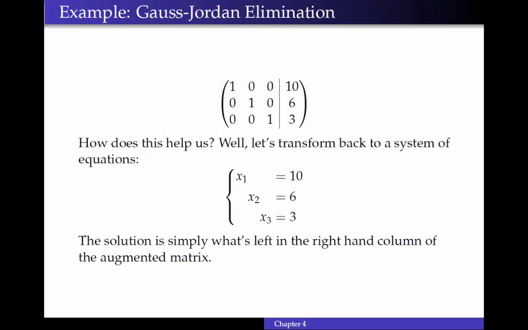So how does this help us? Well, let's transform back to a system of equations. We're going to have 1 times x1 equals 10. 1 times x2 equals 6. x3 equals 3. So it completely gives us our solution. It does the back substitution for us, essentially. And so the solution to the system of equations is just what's left over in this right-hand column of the augmented matrix.